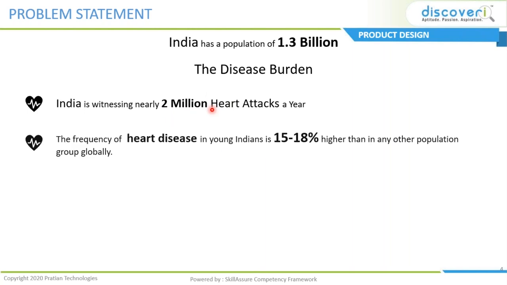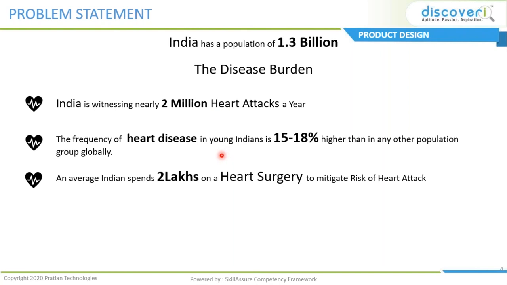And also, the frequency of heart disease in young Indians is 15 to 18% higher than any other population globally. So you can see in the average Indians, who are in the young age group, the increase in heart disease is quite critical, the rate of increase. And also an average Indian spends around rupees 2 lakhs on a heart surgery to mitigate the risk of heart attack. So you can multiply this 2 lakhs by the 2 million people, so you can figure out how much amount is being spent for all these surgeries overall.